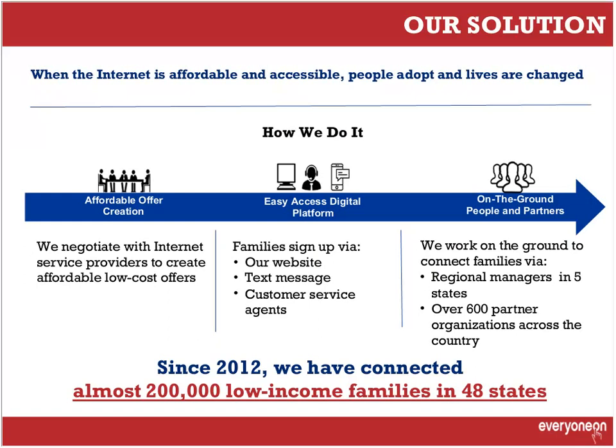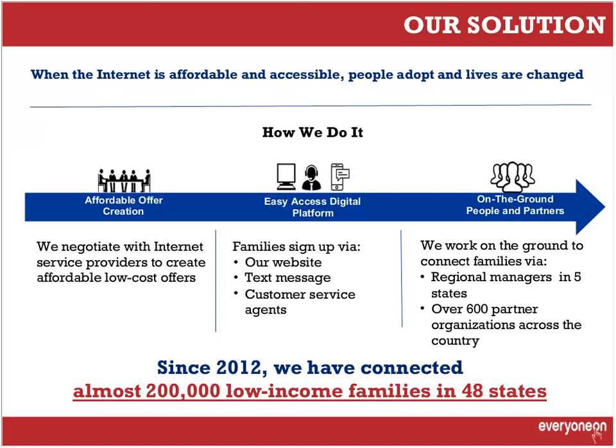Everyone On is a national nonprofit. We were founded in 2012 through an effort from the FCC, and we are dedicated to closing the digital divide. Very simply, we believe that no matter who you are, or where you live, or what your parents make, you should have access to the internet and the opportunity it brings. What we've seen through our work is that when you make the internet accessible and affordable, people adopt it and their lives are changed. That's true for older Americans and younger Americans, but I think it's particularly poignant during this celebratory month. So I want to talk to you about how we do that and the results that we've seen so far.